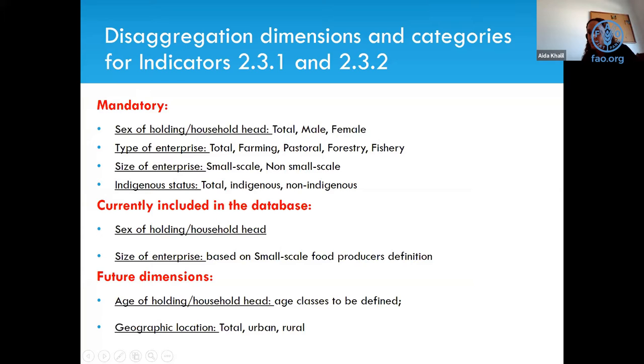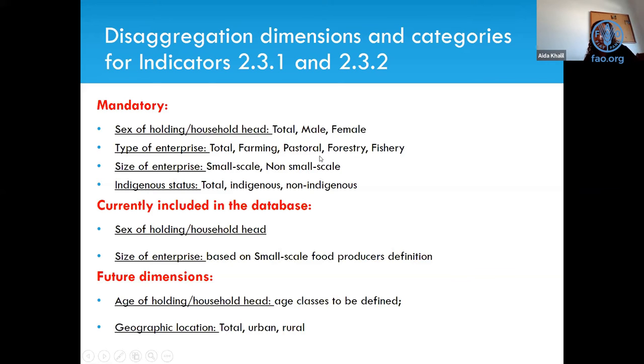Then you have the type of enterprise. The indicator should be computed for all farms, but also by type of sector. This dimension is not currently included, and you are not requested for the moment to compute the indicator at this disaggregation level. Mainly, I would say, the main reason is the data availability issue. So the indicator for the moment should not be computed by this dimension.